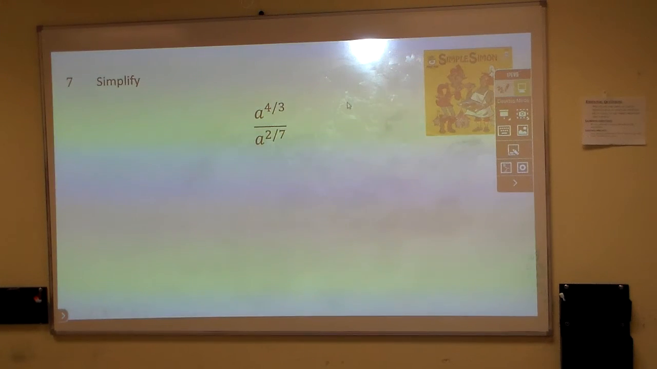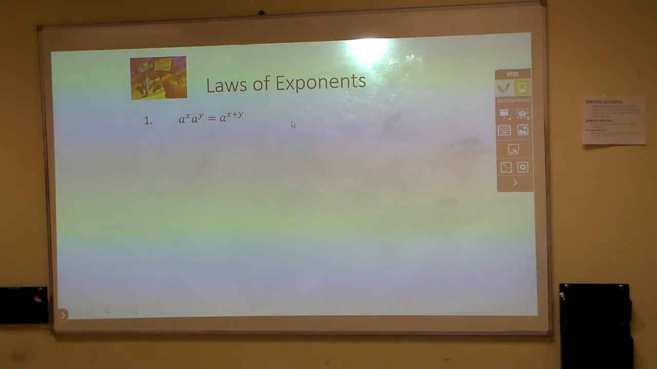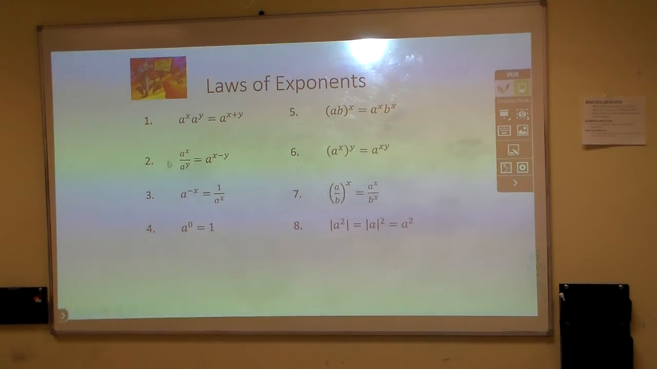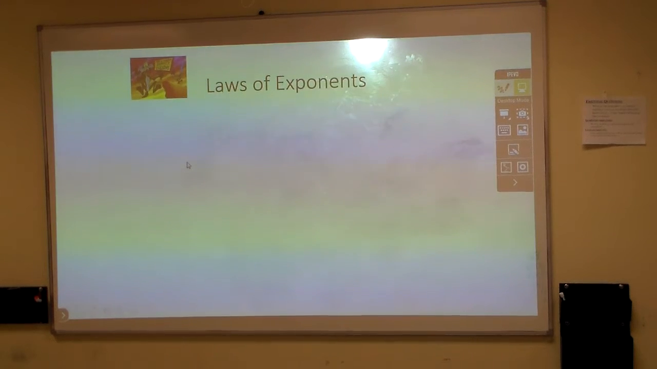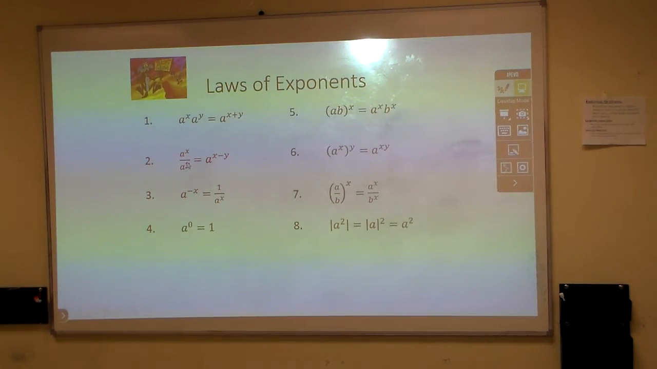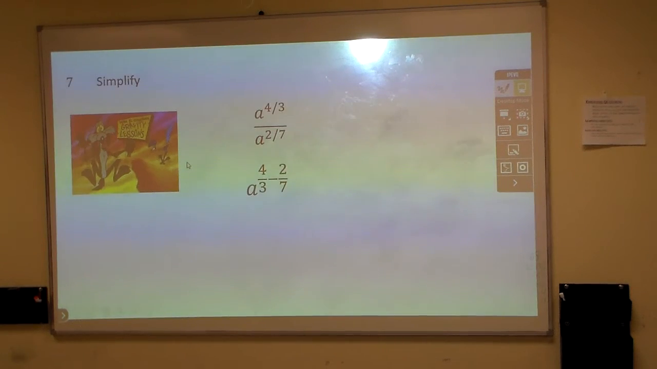All right, now we're going to simplify this one right here. So here's what we're going to do. How do you do these when you have one in the numerator and denominator? If you go back to your laws of exponents, all the rules there, I think we want to look at this law 2 right here. Okay, law 2. And we're going to subtract.